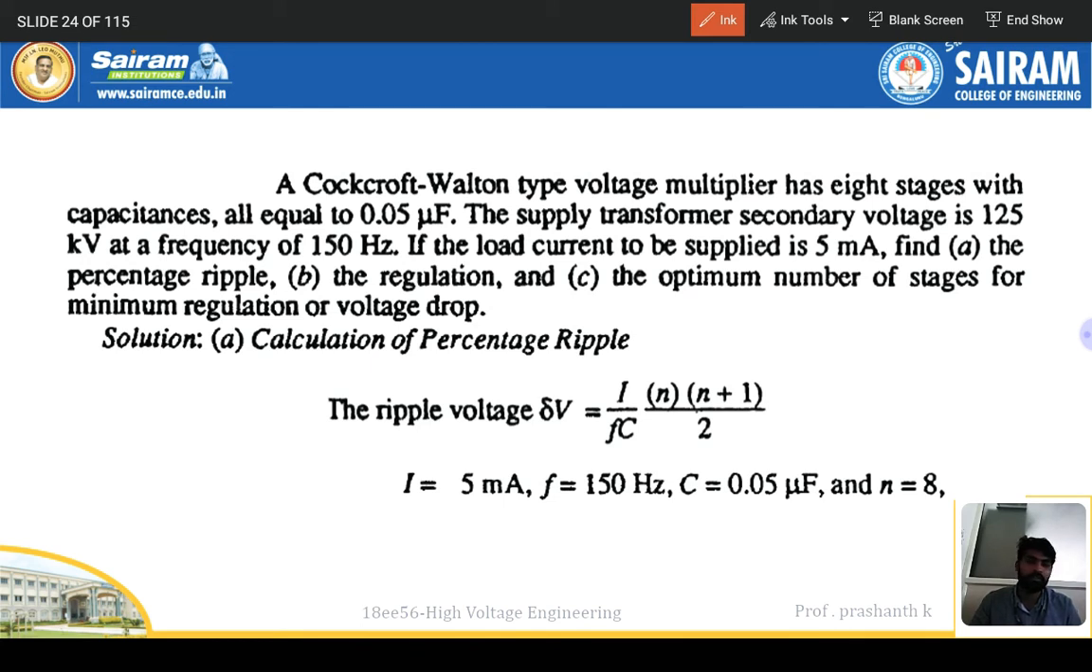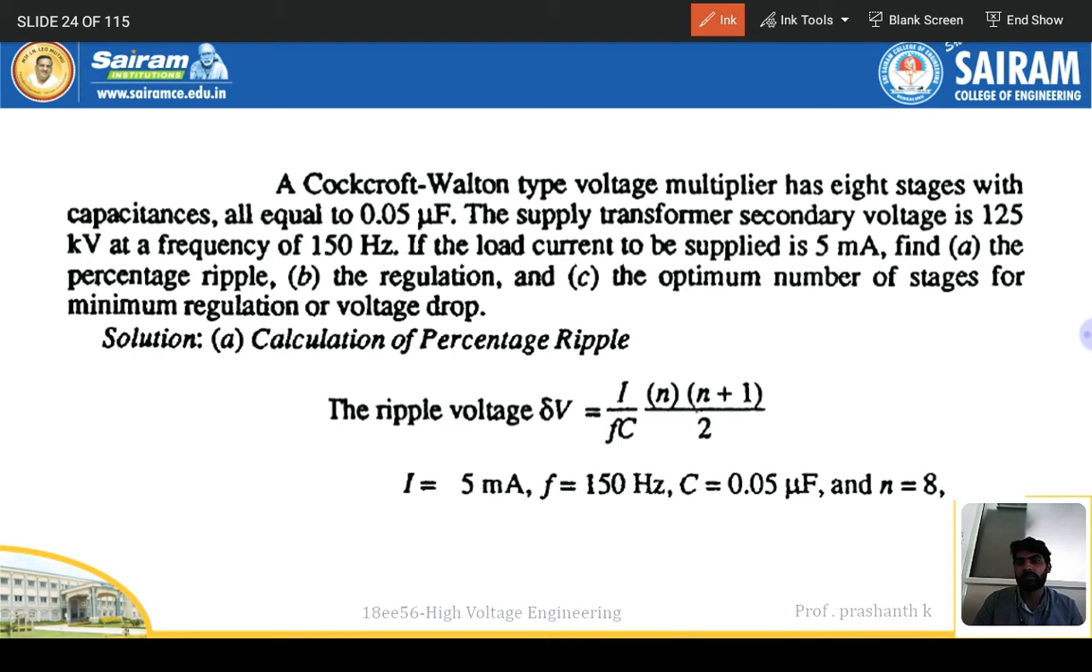at a frequency of 150 hertz. So F is given as 150 hertz. If the load current to be supplied is 5 milliamps, find A, the percentage ripple, B, the regulation, and C, the optimum number of stages for a minimum regulation or voltage drop.